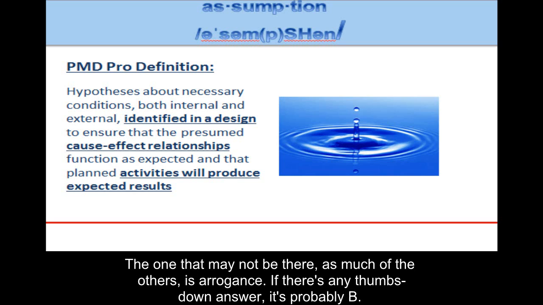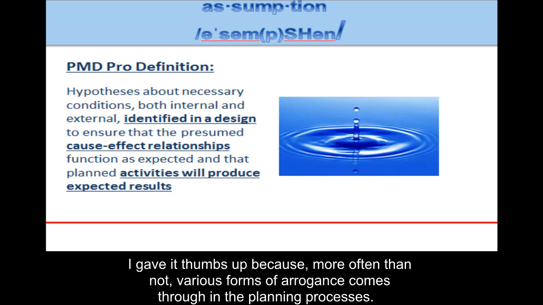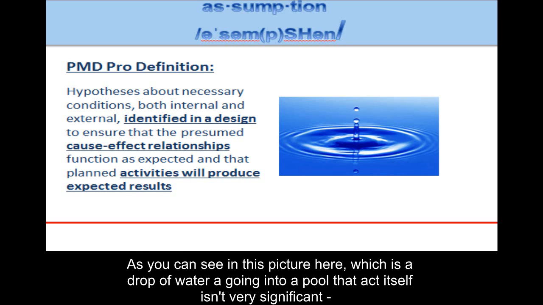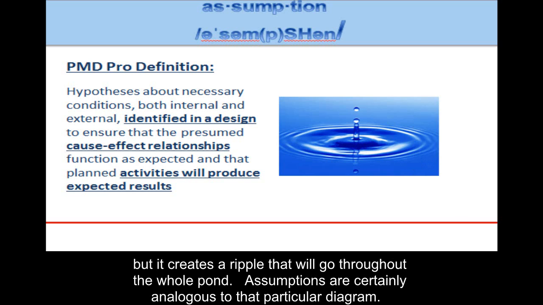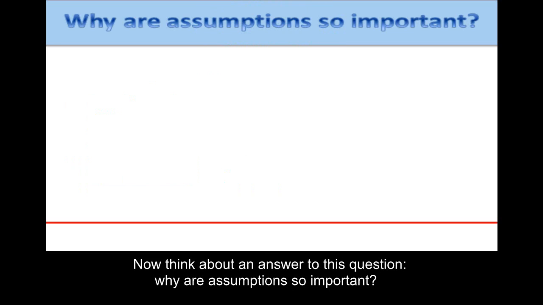The one that may not be there as much as the others is arrogance. So if there's any thumbs down answer here, it's probably B, but I gave it a thumbs up because more often than we like to believe there is arrogance that comes through in the planning process. As you can see in this picture here, which is a drop of water going into a pool, that act itself isn't that significant, but it creates then a ripple effect that will go throughout the whole pond, and assumptions are certainly analogous to that particular diagram. Now think about and answer this question: why are assumptions so important?